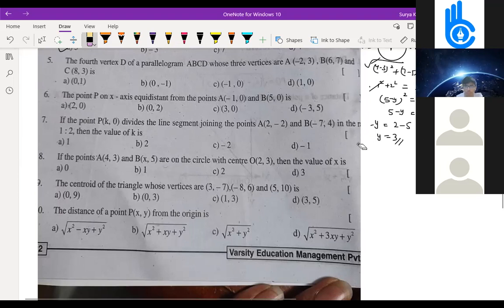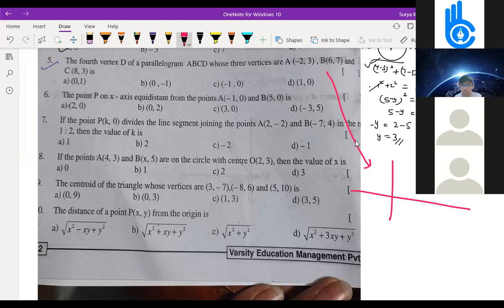Okay, now next question, question number 5. The fourth vertex of a parallelogram whose vertices A, B, C are given. So the fourth vertex you should find. We can do it by taking it as (x, y), and from the linear equations in two variables we can find the values of x and y. Anyway, you can do it, no problem. Or like this also you can guess which answer will come by the coordinates. As a shortcut, if you draw the coordinates, approximately you can guess which will be the correct answer.